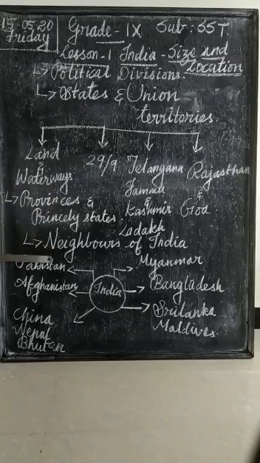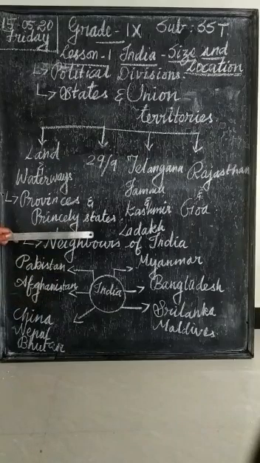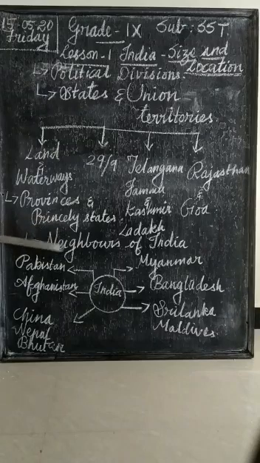India shares its land boundaries with Pakistan and Afghanistan in the northwest, China, Nepal, Bhutan in the north, Myanmar and Bangladesh in the east. Students, you know, two island countries known as Sri Lanka and Maldives lie to the south of India across the Indian Ocean. All these countries are part of the Indian subcontinent.